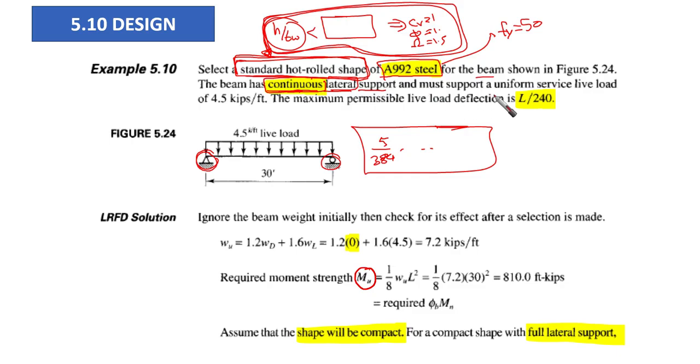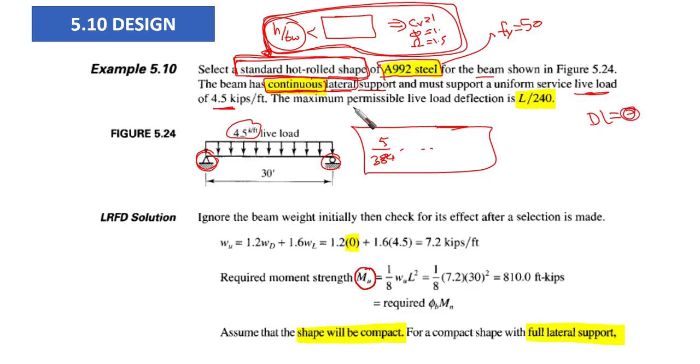The beam must support a uniform service load of 4.5 kips per foot. Only this is live load, so we have live load. Where is the dead load? It didn't mention anything. So dead load in this case equals 0.